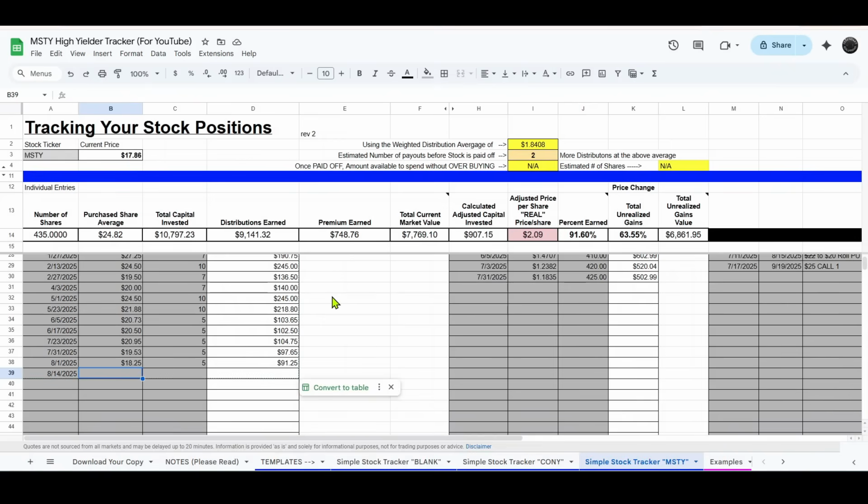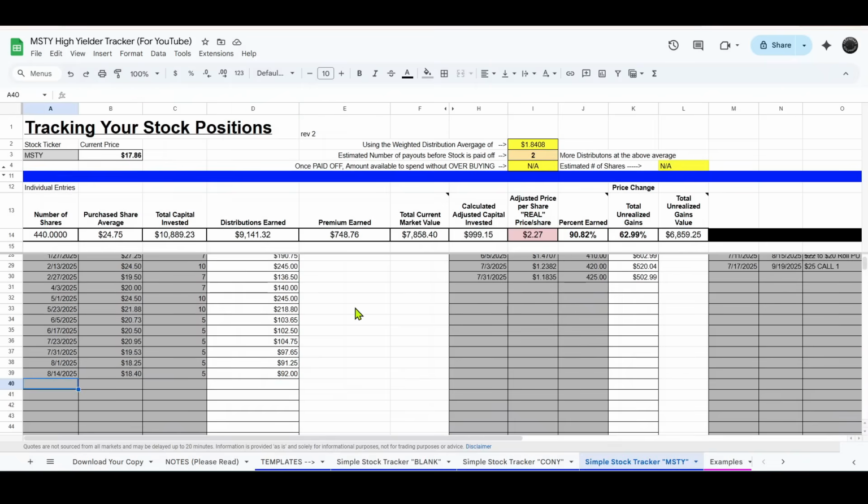And I paid per share $18.40, right? And how many shares did I get? I bought 5 more shares for a total spent of $92. And of course, it adjusts all these numbers up here because I had 435 shares. Now I have 440 shares.